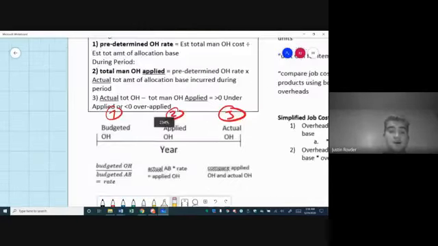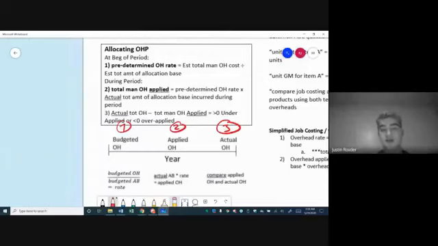One thing to also know before we discuss this timeline is that in each step, you're going to be looking at a different type of overhead. The first step deals with budgeted overhead. The second step deals with applied overhead. And the third step deals with actual overhead. These will make more sense as we discuss each step. So we're going to look at this graph as just one big year. This is the time period that we're looking at.